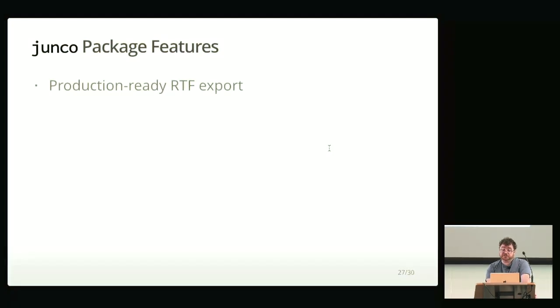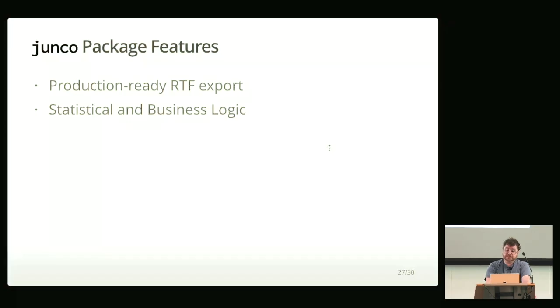The major features of Junko, probably the flashiest one, is that J&J uses RTFs for submission, whereas Roche uses ASCII text. So Roche didn't have a robust production-ready RTF exporter, and we needed one. And so we are going to contribute it back to rtables, but right now it lives in Junko, and so we're using that, and it works for us.